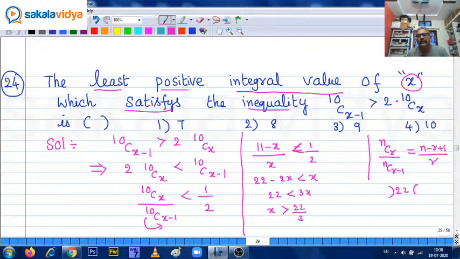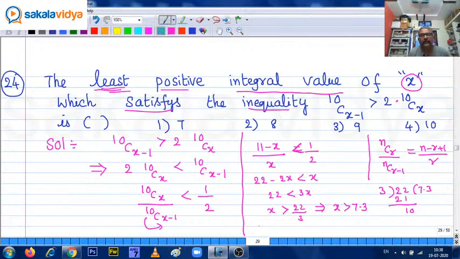22 divided by 3: 3 7s are 21 and 1 remains, so 7.3. So x will be greater than 7.3. Here, what are we asked? We are asked to find the least positive integral value. That means we need to write the set of positive integral values which are greater than 7.3.